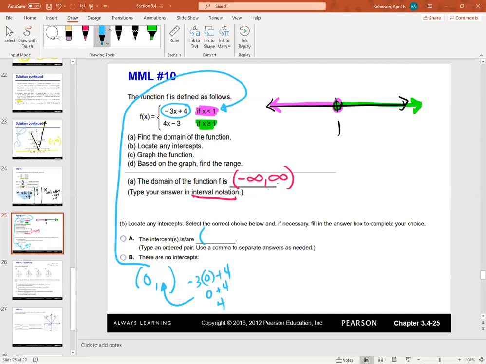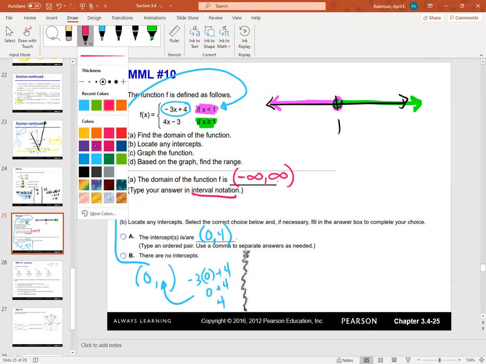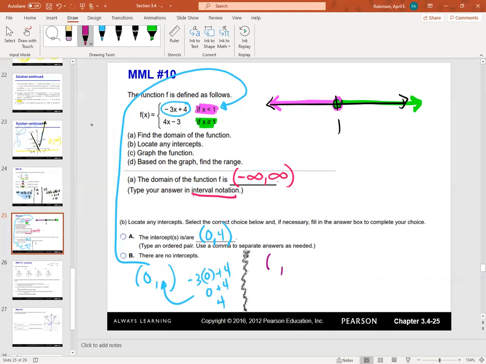So my y-intercept is 0 comma 4. That's my first one. Now to find the x-intercepts, the x-intercepts are when y is 0. Because I'm putting y as zero, I'm going to have to put the zero here for both functions.